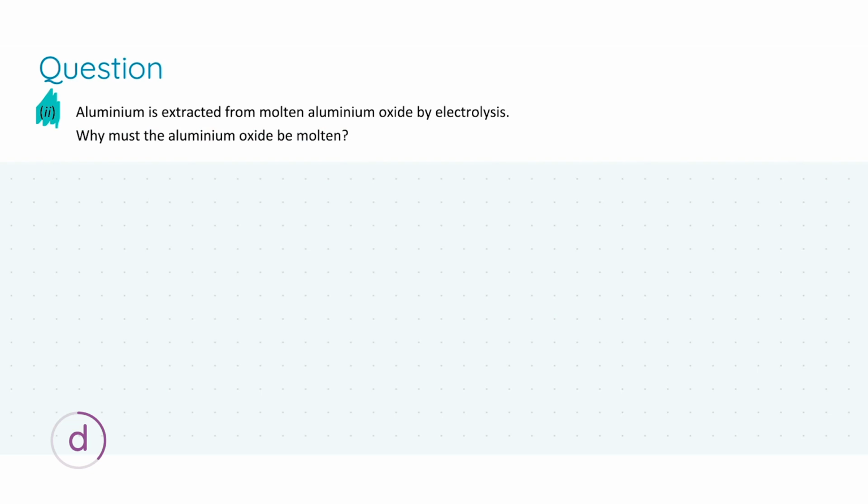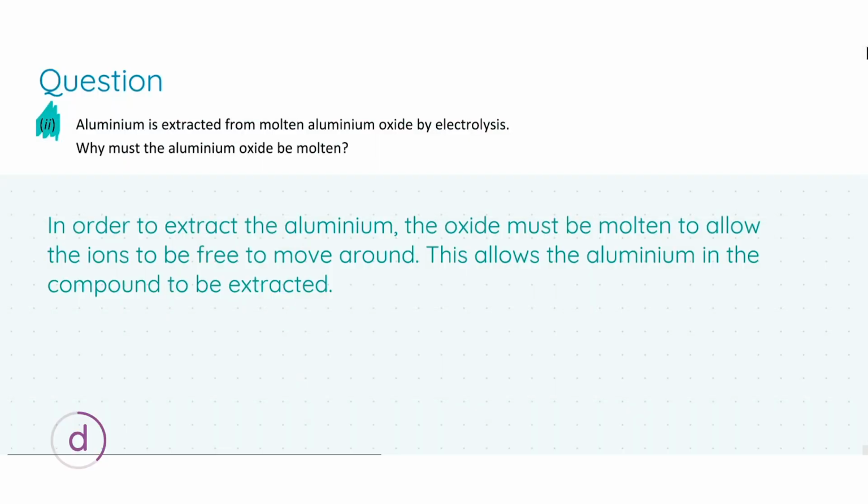In part 2 here, we are told aluminium is extracted from molten aluminium oxide by electrolysis. We are then asked, why must the aluminium oxide be molten? The answer to this question goes as follows. In order to extract the aluminium, the oxide must be molten in order to allow the ions to be free and to allow them also to move around. This allows the aluminium in the compound to be extracted.